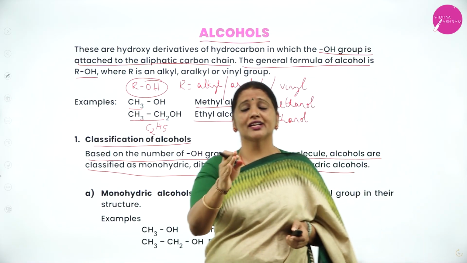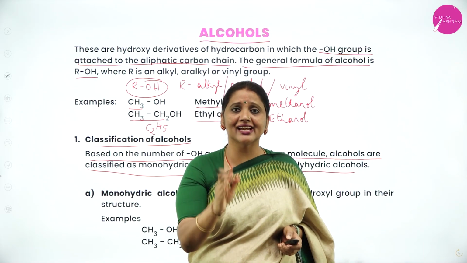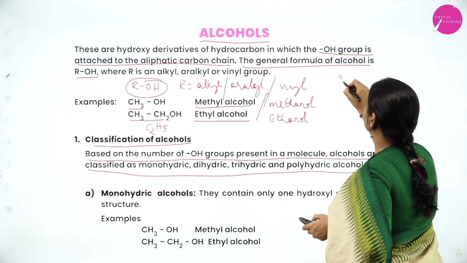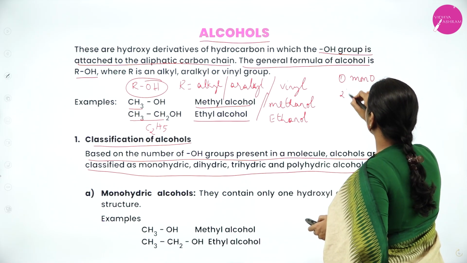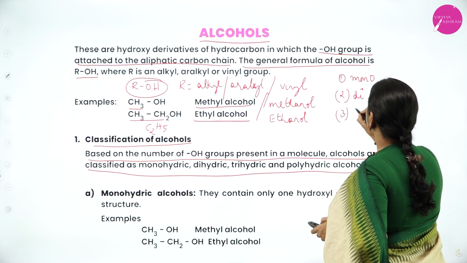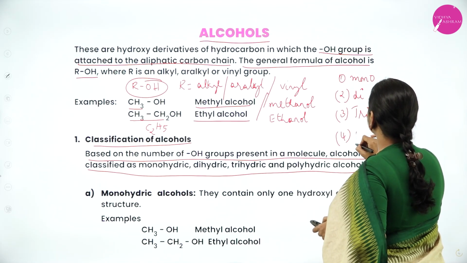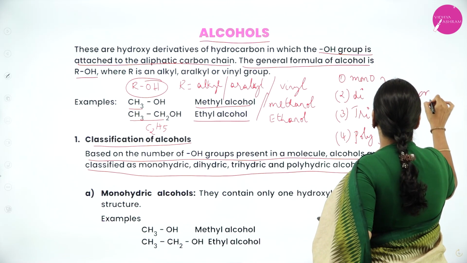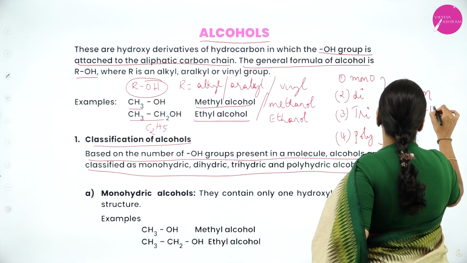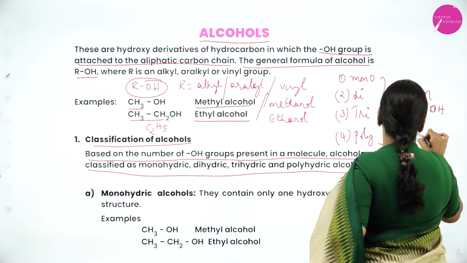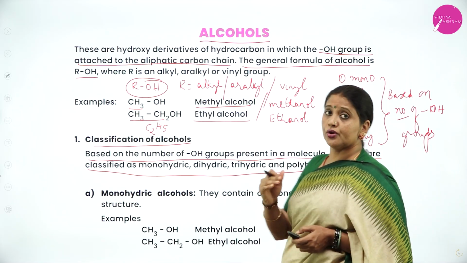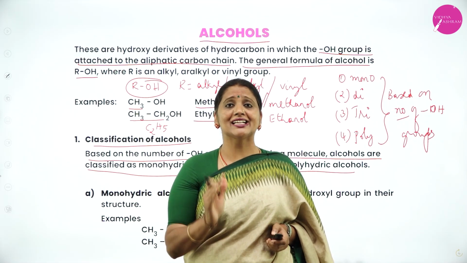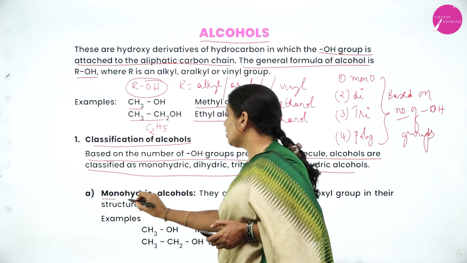They are monohydric alcohols, dihydric alcohols, trihydric alcohols, as well as polyhydric alcohols. What are the four classifications of alcohol? Based on the number of OH groups, they are classified into four categories: monohydric alcohols, dihydric alcohols, trihydric alcohols, as well as what? Polyhydric alcohols. Let us consider monohydric alcohol.